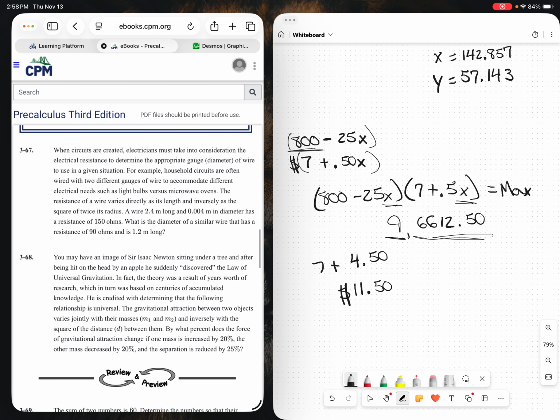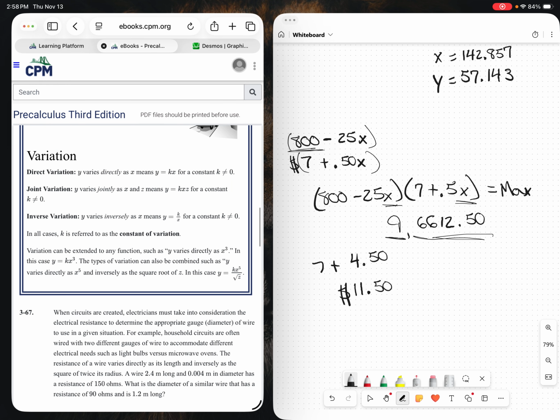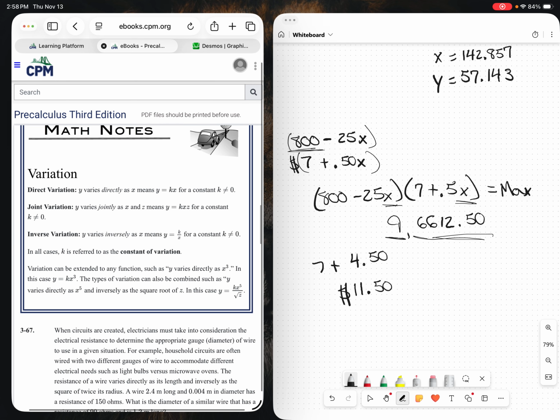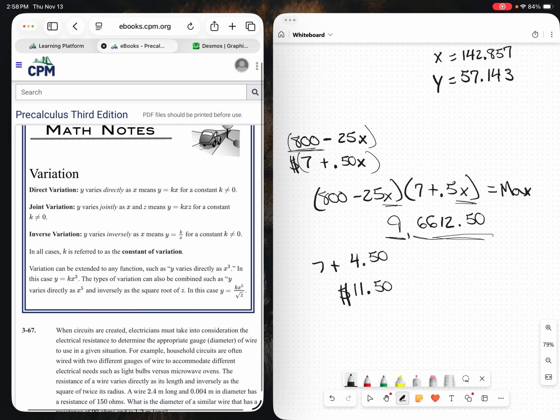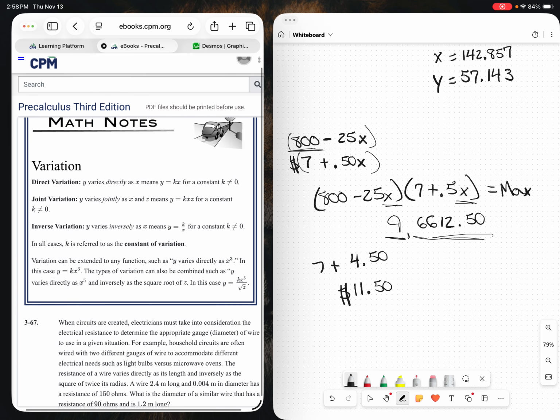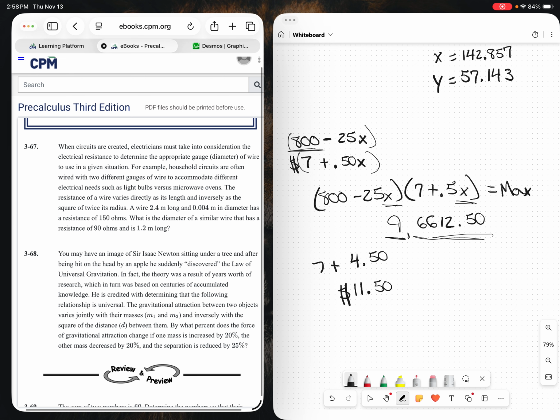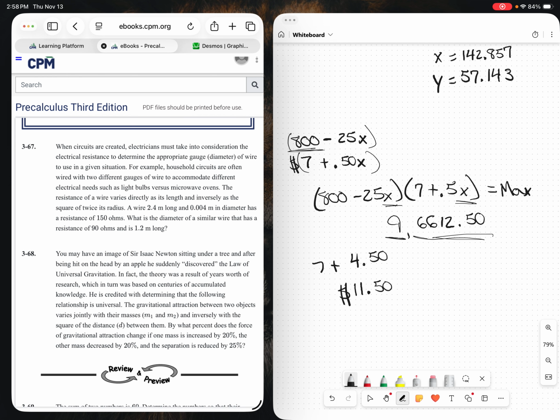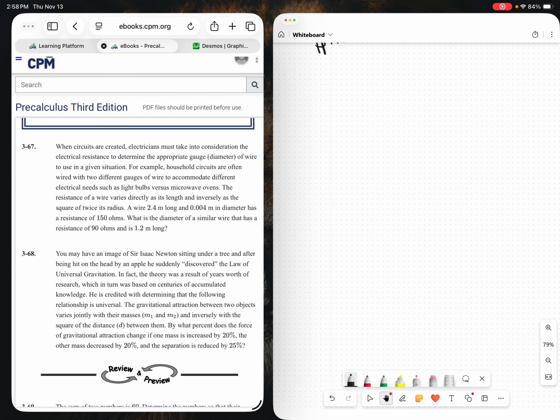Moving on here. Okay, so now we're talking about direct variation. There are some math notes here that talk about what direct variation is, and this y equals kx, that there's always this constant of variation. That's what we're doing on the next one here, and I'll try to solve these rather quickly.